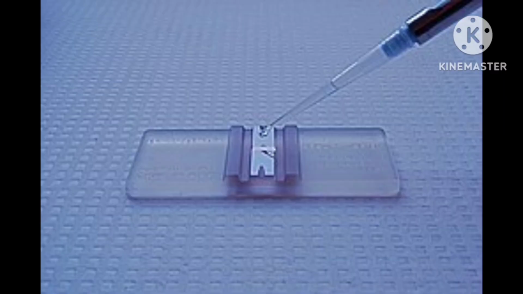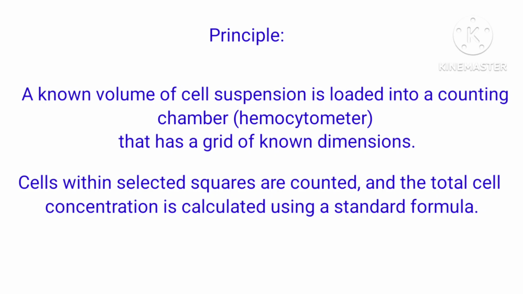This is how a hemocytometer will look like, and we need to drop a uniform 10 microliter single cell suspension using a pipette. Coming to the principle, in order to count the cells accurately, we need to trypsinize the cells and make a uniform single cell suspension, which is then loaded onto a counting chamber called a hemocytometer, which has a grid of known dimensions. The cells within the selected squares are counted, and then the total cell concentration is calculated using a standard formula.